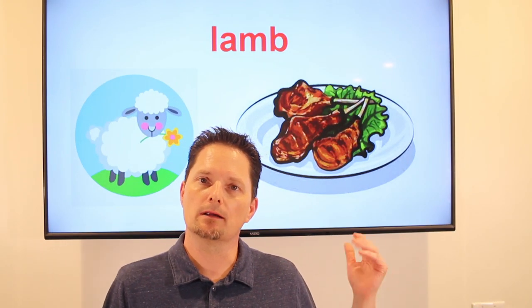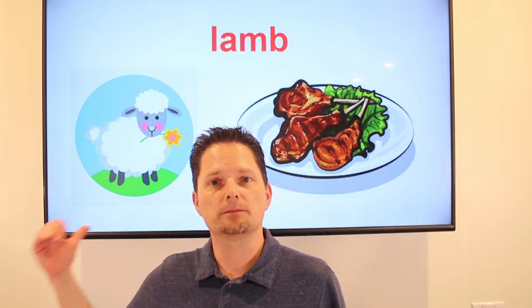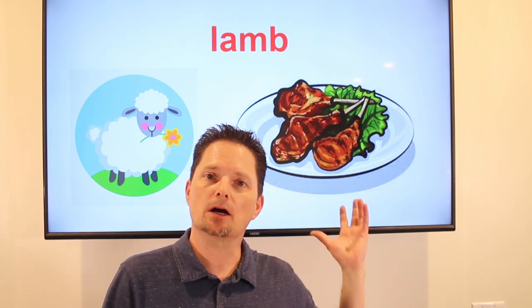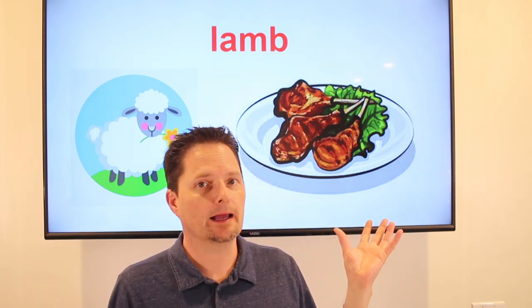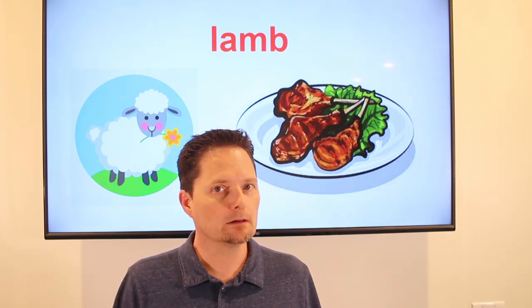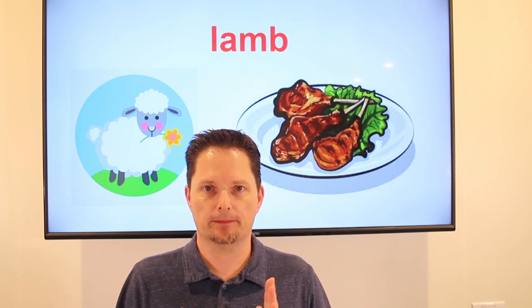Example, we see the word lamb. You can use lamb to talk about the animal. This is a lamb. And you can use lamb to talk about the meat. I don't eat lamb. And the B is silent. No lamb. Finish with the M sound, lamb.